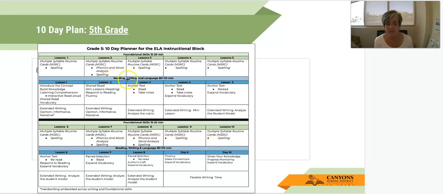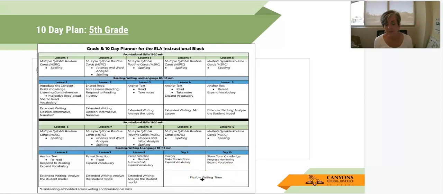If you're working in reading, writing, and language, which are the Wonders components with the 4 pieces of text, here you see that you're working with the shared read for 2 days, the anchor text for the 4 days, and you are reading, and then rereading, and then reading the paired selection, rereading the paired selection, and then working with how do you show your knowledge and finishing up your 10-day sequence. And these 2 days are quite a bit more flexible than the other 8.